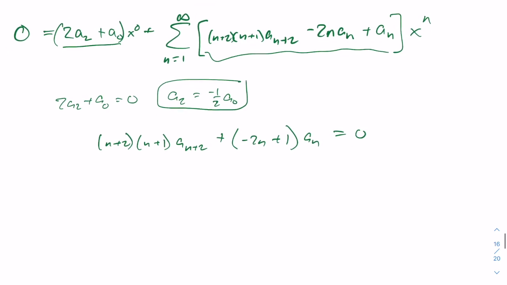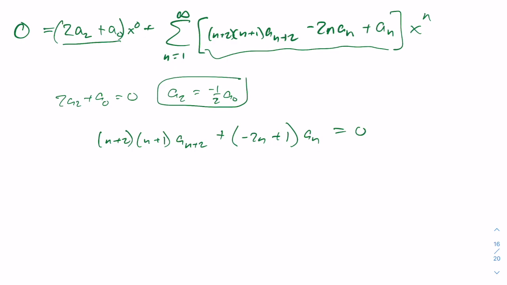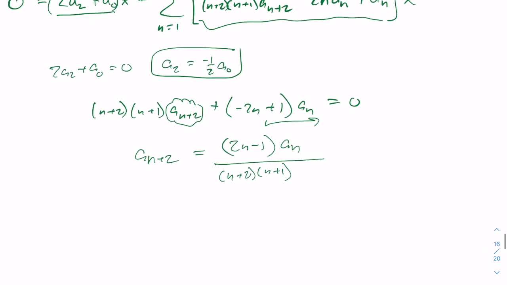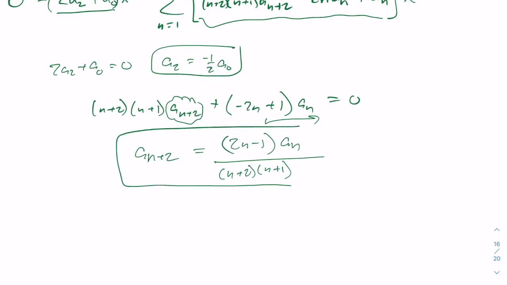Equals 0. Now, we're always going to solve for the bigger one. That's the way we want to go here. So let's do that. I'll get positive (2n minus 1) times a_n plus 2, so subtract that over, and then divide by the stuff in front, (n plus 2)(n plus 1), and here is my recurrence relation.